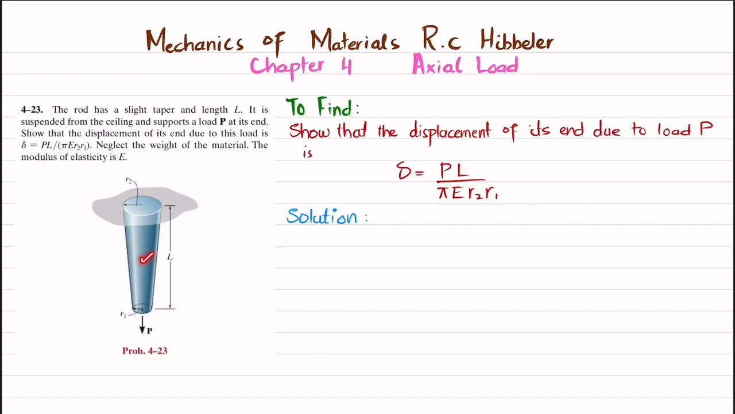So you can see this is a tapered rod and that is attached to the ceiling. The largest radius is R2 while the smallest radius is R1. The total length is L and that is subjected to an axial load of P. So you have to find the elongation in this rod, which is delta, and that delta is equal to P times L divided by pi E R2 R1. So let's start with the solution.